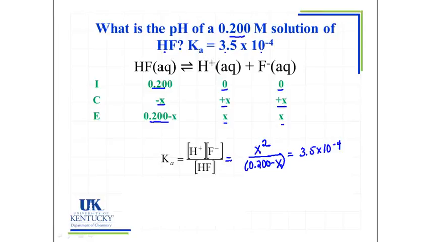Just as we did in the earlier equilibrium problems, we want to make the simplifying assumption that X is much, much less than 0.200. Given the small value of Ka, this is probably a reasonable assumption, but we would still need to do the calculation just to make sure. So now we've got our X is less than 0.20. We've simplified our expression. So let's rewrite what we have left.